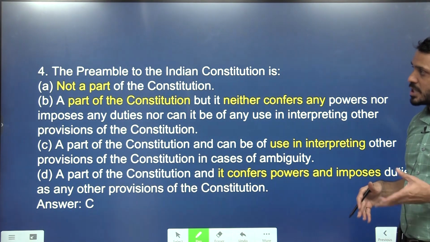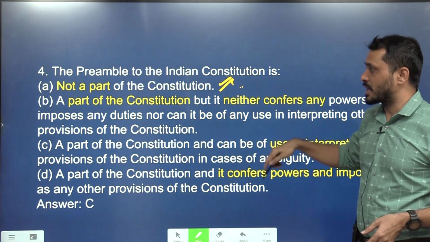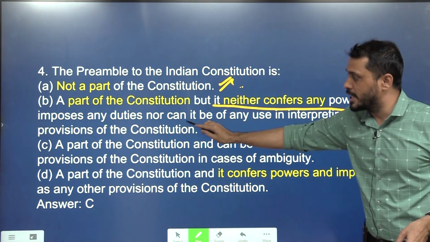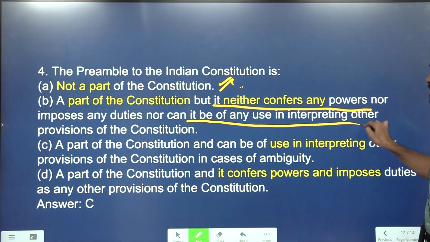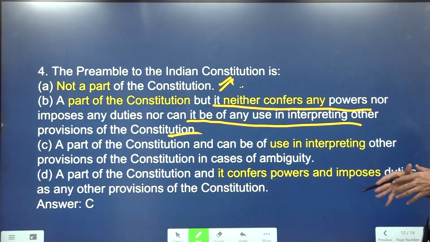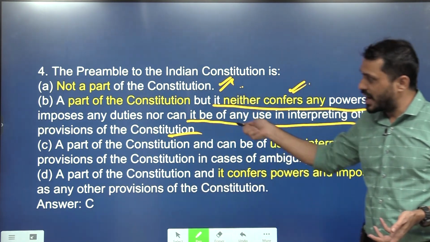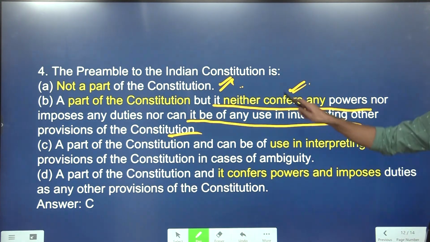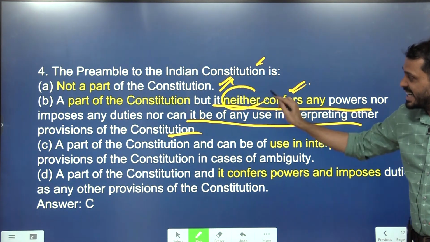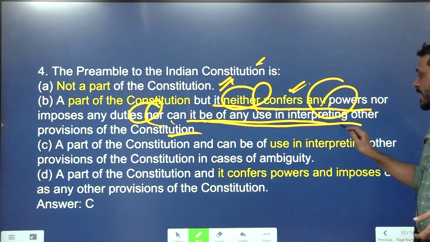So, the preamble to the Indian Constitution: obviously, the first statement, that it is not part of the Constitution, is no, it is given clearly. It is a part of the Constitution, but neither confers any powers, nor imposes any duties, nor can it be of any use in interpreting the Constitution. See here how difficult they framed the question. Now you know the answer is C. But in fact, if you don't go through the statements, that is what they are saying: the preamble is a part of the Constitution, but it neither confers any powers, nor imposes any duties, nor can it be used in interpreting.